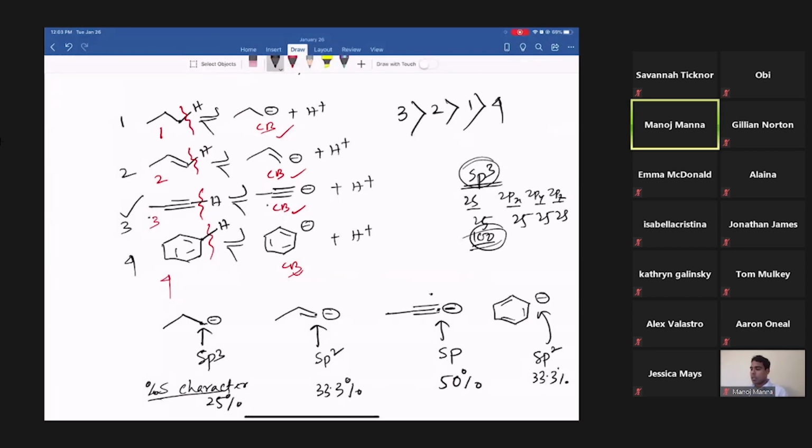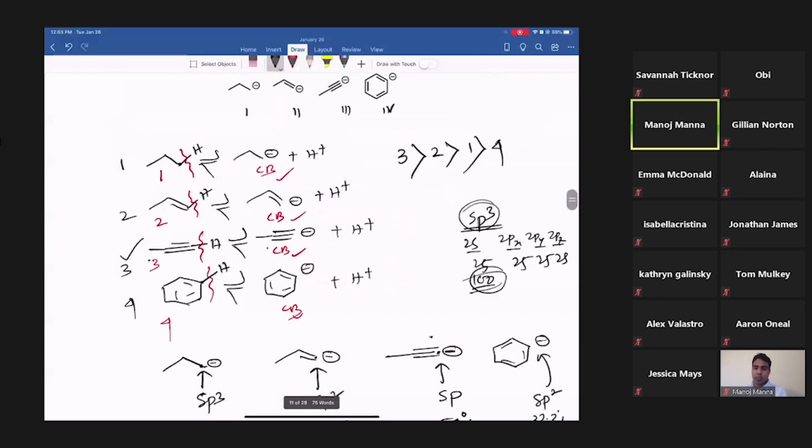Okay, so that means if we arrange those 4 molecules 1, 2, 3, 4, that's the acidity order in terms of hybridization effect. As I mentioned, we decide based on the conjugate base stability. Questions, anybody? We discussed 4 different factors and how they work.